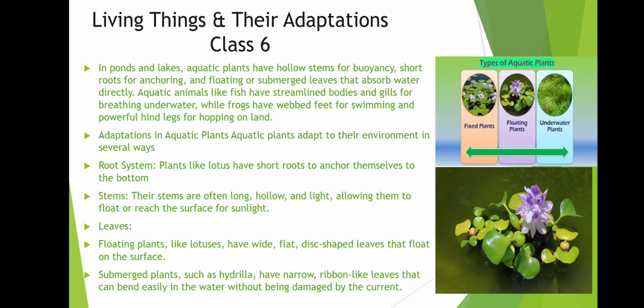Leaves. Floating plants like lotuses have wide, flat, disc-shaped leaves that float on the surface. Submerged plants such as hydrilla have narrow ribbon-like leaves. In this, underwater plants are shown in the picture. You can see that they can bend easily in the water without being damaged by the current.